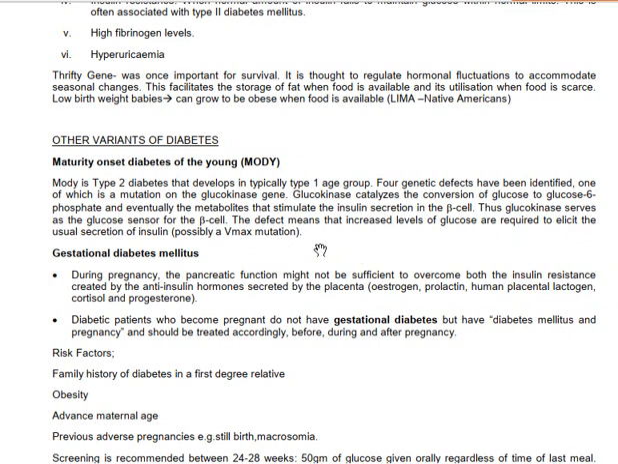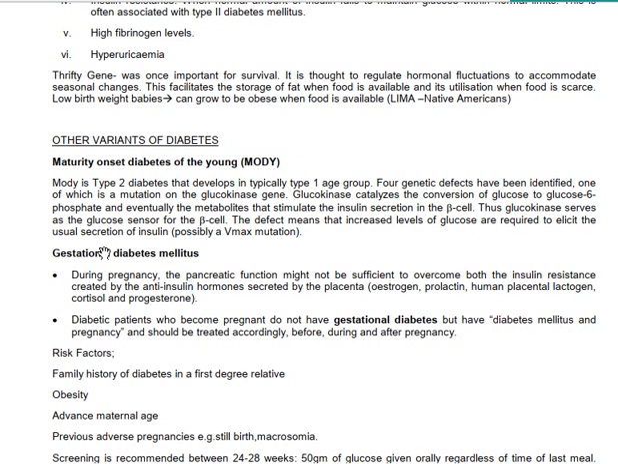The first thing is that the cells of the child require more insulin. Is it clear? And then there is also insulin resistance, because the placenta produces certain hormones like estrogen, prolactin, human placental lactogen, cortisol, and progesterone, which are anti-insulin. Is it clear? So they are going to try to inhibit, to resist insulin. Is it clear? So you see that gestational diabetes resembles type 2 diabetes more than type 1 diabetes.